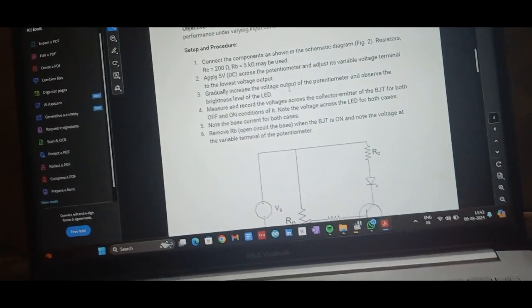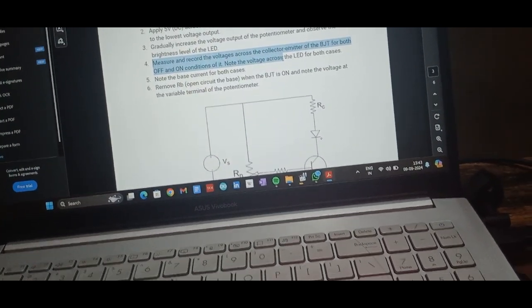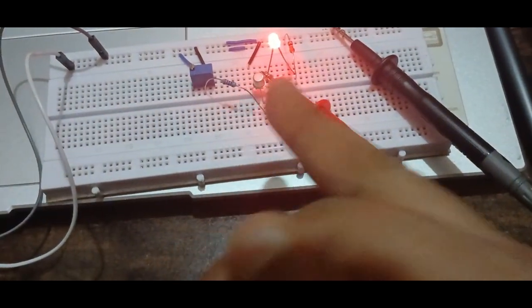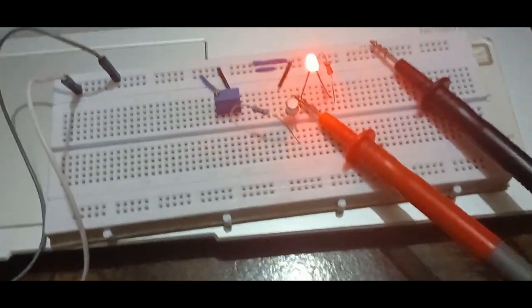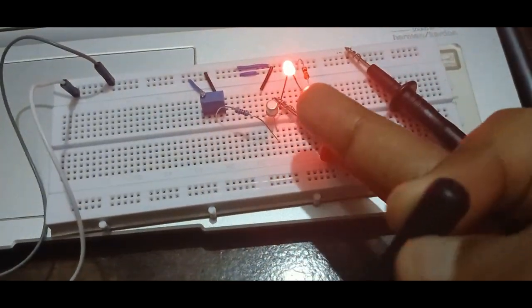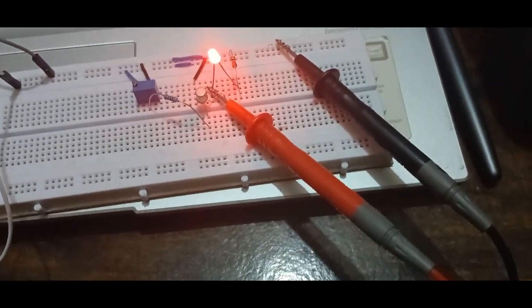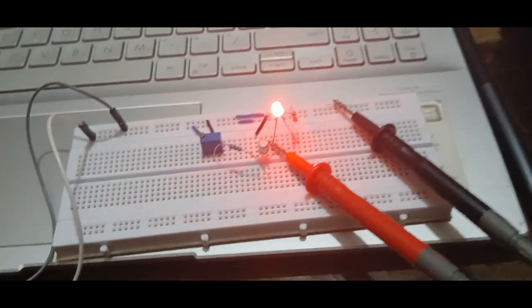And the sub part of this part 2 is to measure and record the voltage across the collector emitter of the BJT in off and on conditions. So we have to basically find the voltage between collector and emitter at the on state and off state of this LED. So let's just check at the on state, which is basically 0.167, right?